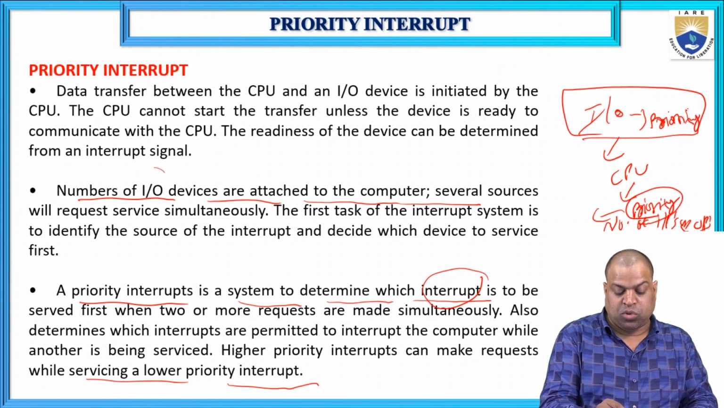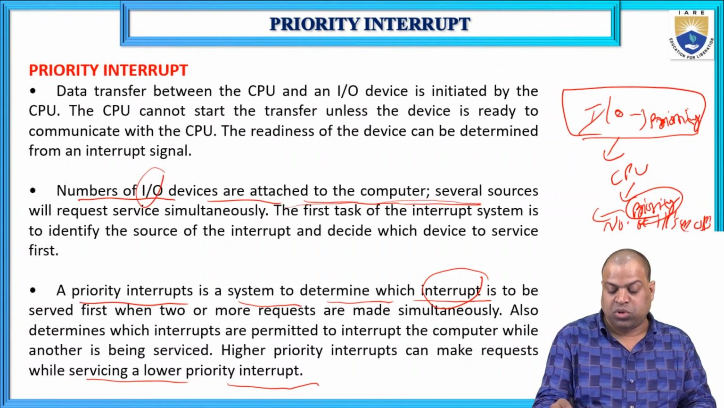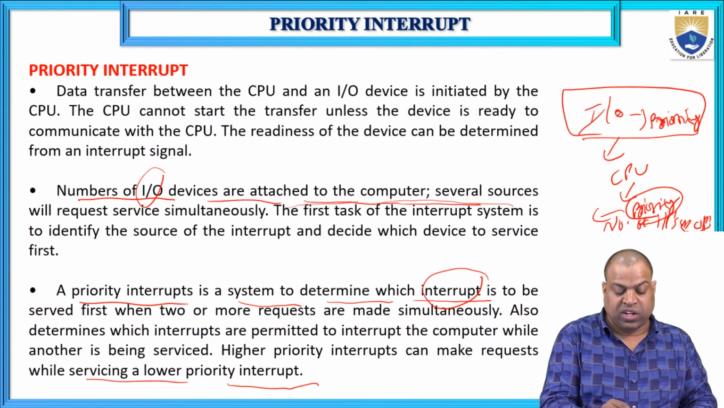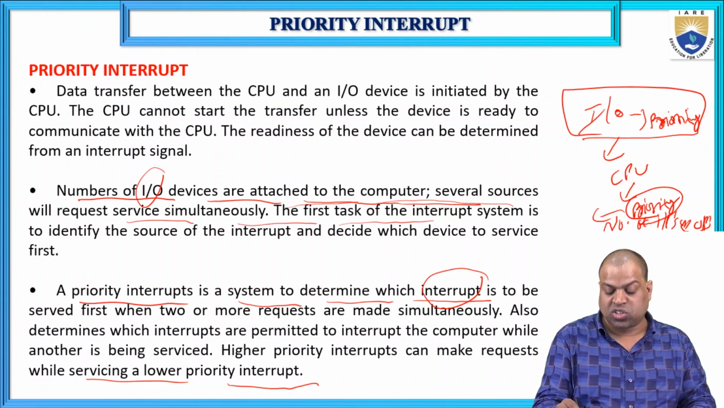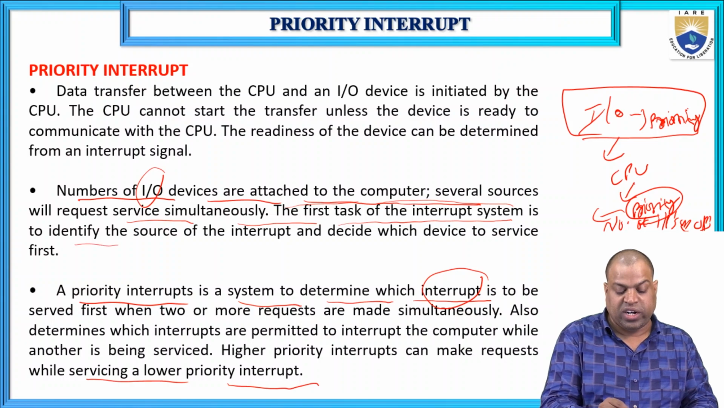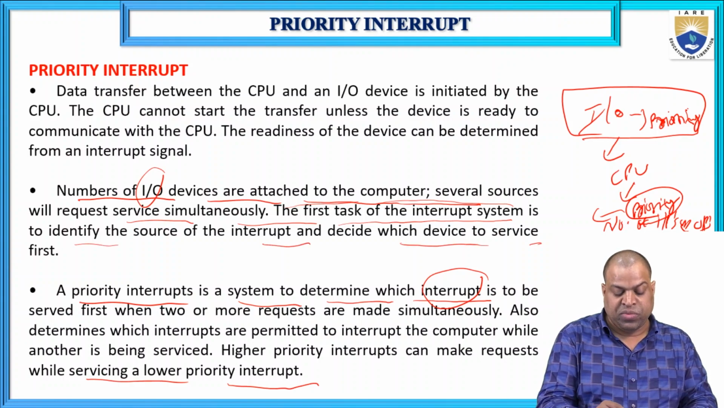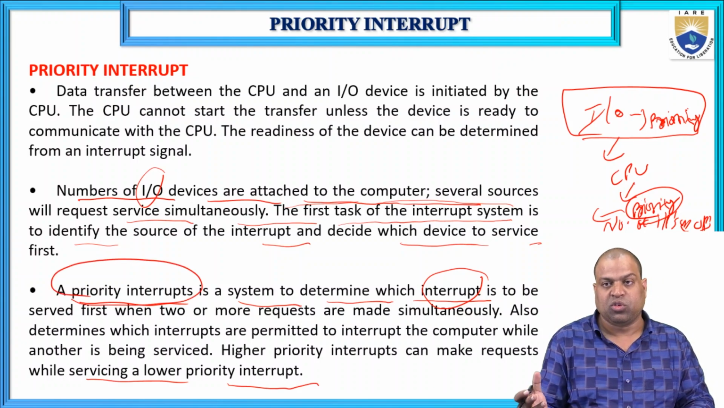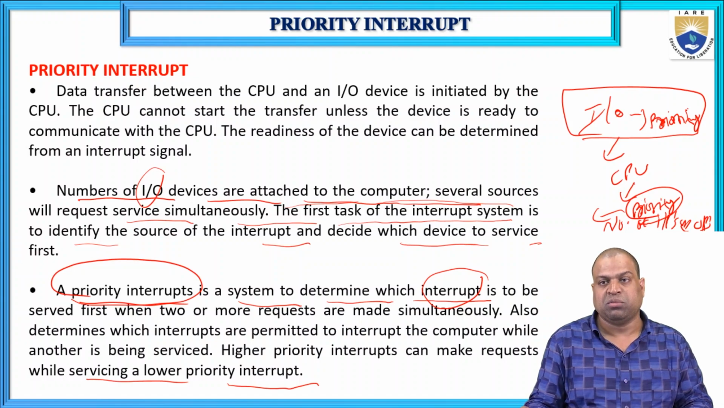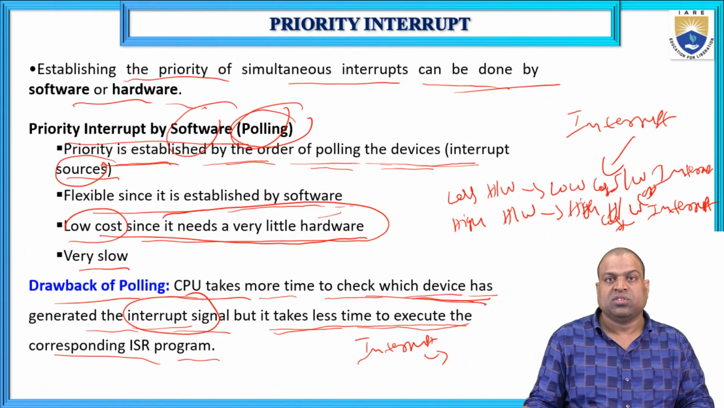So a number of input output devices are attached to the computer, several sources, and they will request service simultaneously. The first task of the interrupt system is to identify the sources of the interrupt and decide which device to serve first. So a priority interrupt means which one is the highest priority we have to give and which one is the lowest priority we have to give, and it will be decided by the interrupt.